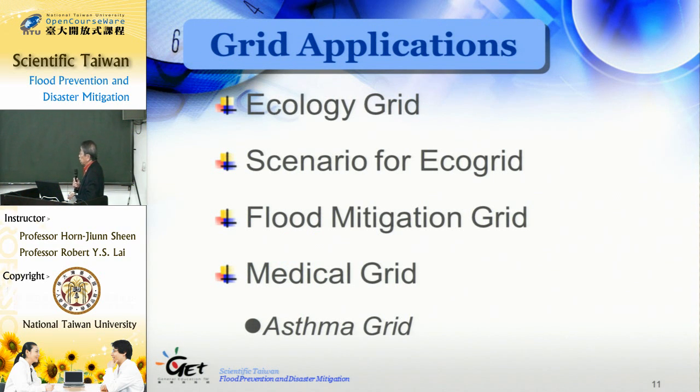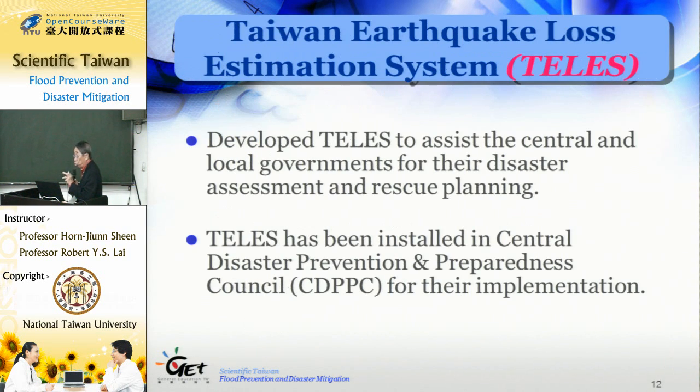Now, in the high-speed computing center, with the grid technology, they developed an ecological grid, which we'll talk about next week. And the flood mitigation grid, the medical grid. Have we talked about the medical grid? We talked about this before. Anyway, for example, in 2003, when SARS attacked Taiwan, we developed this medical grid to reduce the number of infected people. Also an asthma grid, etc. There is grid technology developed which has something to do with flood mitigation and also earthquakes.